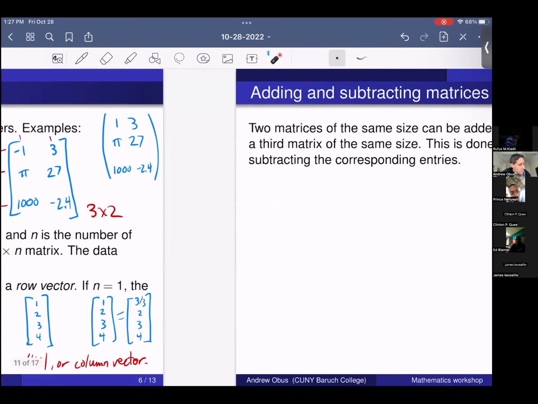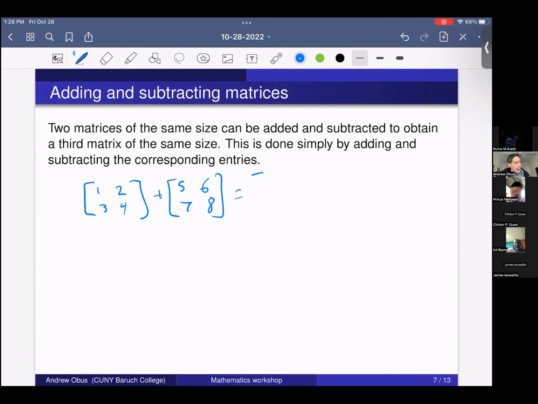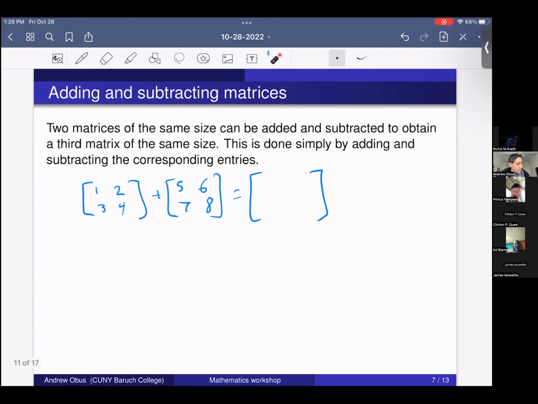The last thing I want to do is recall that if I have two matrices, I can add them and I can subtract them. I just do it element by element, the same thing I do with vectors. If I have 1, 2, 3, 4 and I want to add 5, 6, 7, 8, I just add the entries in each position. Here I do 1 plus 5, 2 plus 6, 3 plus 7, and 4 plus 8. That's 6, 8, 10, 12.